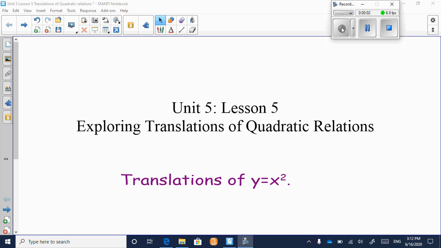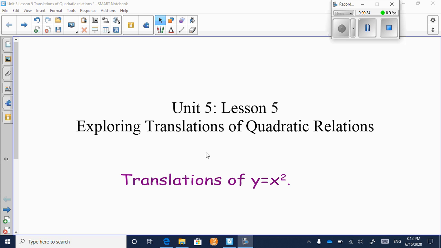Hi everyone, and welcome to Unit 5, Lesson 5. In this lesson, we're going to continue on with this idea of moving these parabolas around, so translating them now. The previous lesson was on either a stretch or a compression or a flip where we reflected it. This one is going to be about moving it to the right and left and up and down.